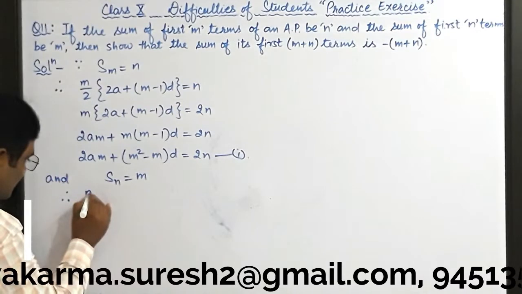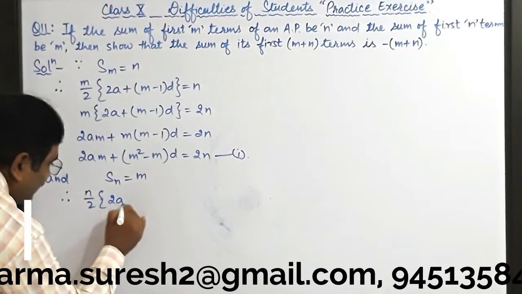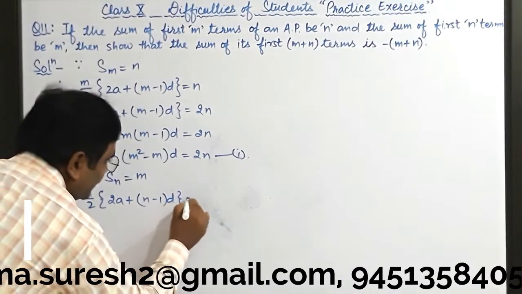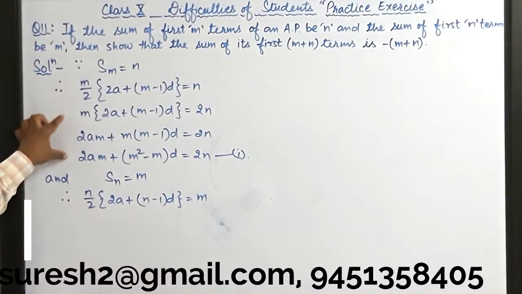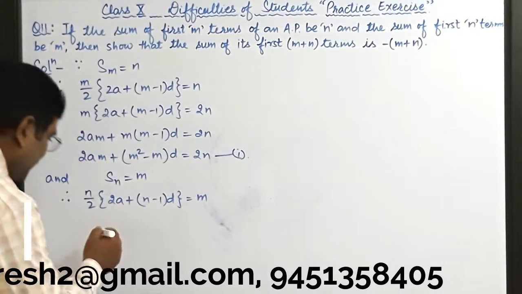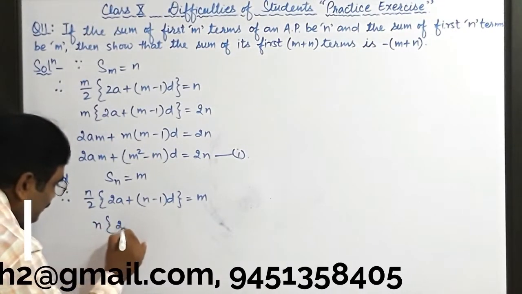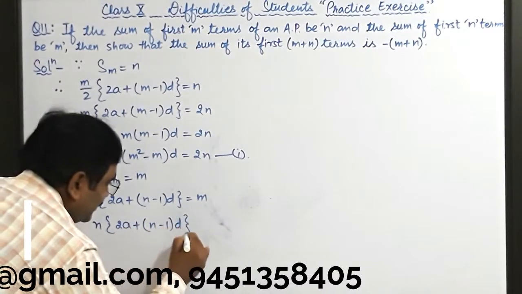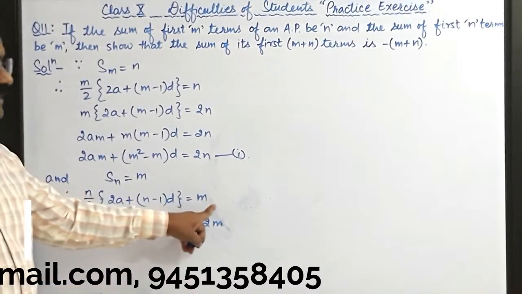Sn is equals to n upon 2 into 2a plus n minus 1 into d is equals to m. ठीक है? Same as we solved this equation, we have to solve this equation also. So it can be written as n into 2a plus n minus 1 into d is equals to twice m. 2 into m, this 2 is multiplied to the right side.